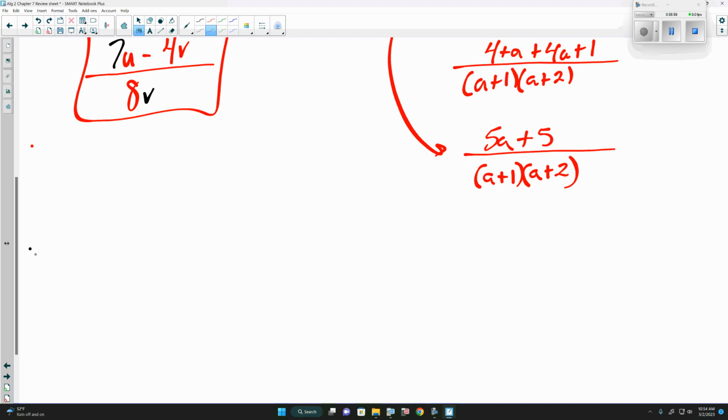are the exact same thing. So if you'd gone on, instead of writing it 4 plus a plus 4a plus 1, you just written it as 5a plus 5, that works just fine. Now at this point here, we could say that this is the final answer as long as nothing factors on top. Can we factor 5a plus 5? Yes. They have a greatest common factor of 5. And if we factor it out, we get 5 times a plus 1 over a plus 1 times a plus 2.